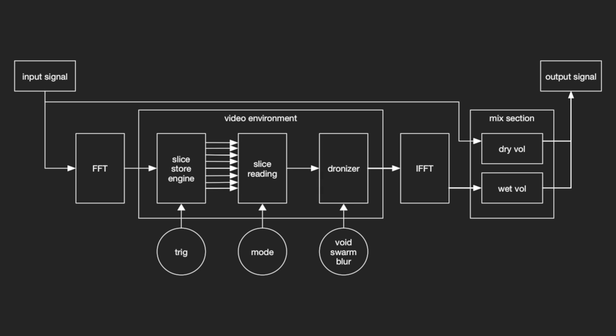The input of your audio to be processed goes into the analyzer, and then into the slice store engine, which creates 8 slices of audio. The slices are read back according to the slice reading mode setting. The signal then goes into the dronizer for shaping the sound. Then the audio information is retranslated into the time domain with an IFFT engine, sent to the dry-wet mixer and then to the output.